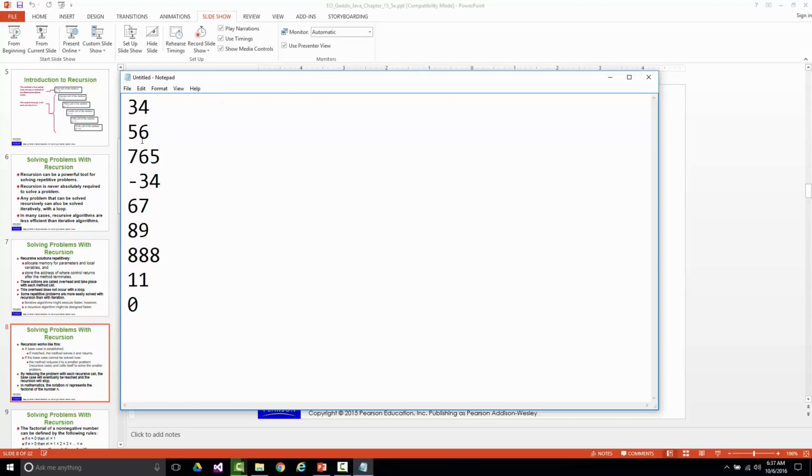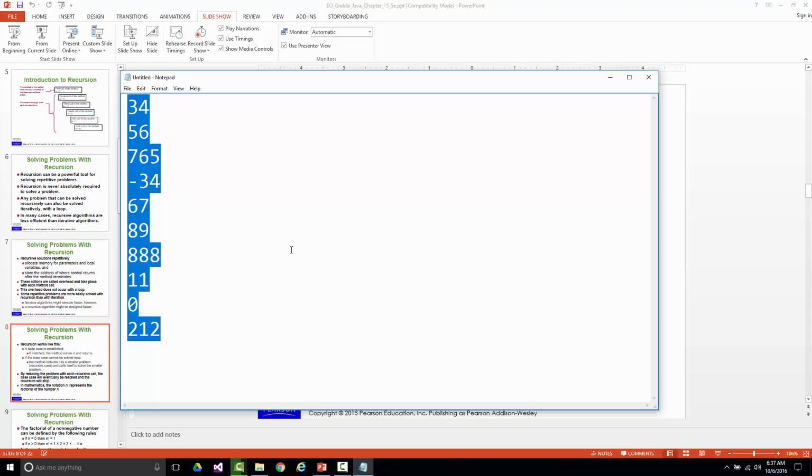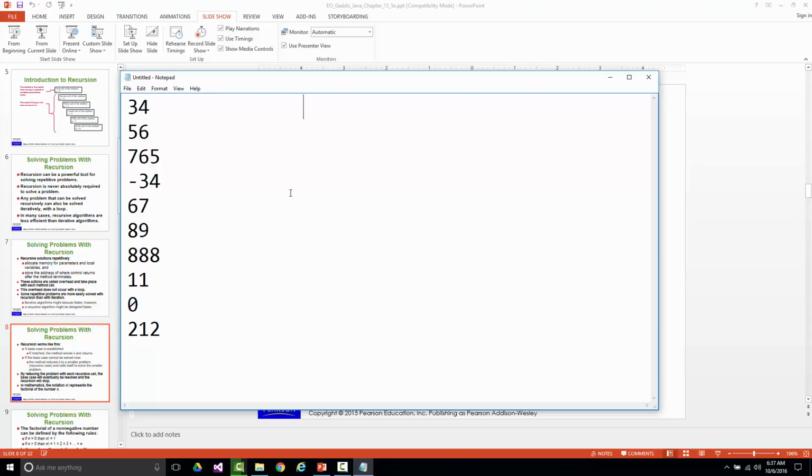What is that? 1, 2, 3, 4, 5, 6, 7, 8, 9. All right, and what we want to do is we want to have a selection sort. With a selection sort, what happens is we go through this list, and the first time through, we find the smallest number, which is -34, and we move it to the top.